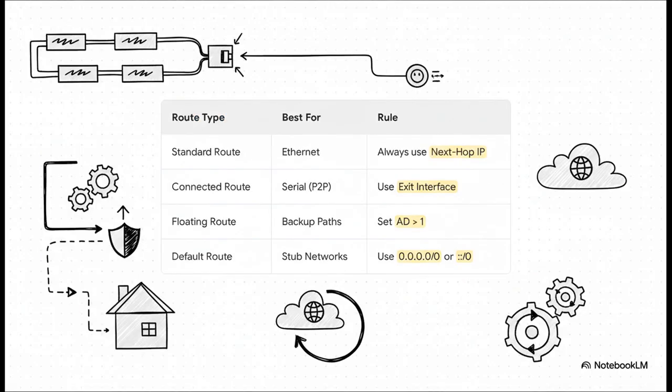Okay, let's wrap this all up with a quick cheat sheet. For Ethernet, always use the next hop IP. For those old-school point-to-point serial links, just use the exit interface. For backup paths, create a floating route by setting the administrative distance higher than 1. For internet access from a simple stub network, use a default route. And finally, for IPv6 link local addresses, you must always use a fully specified route.